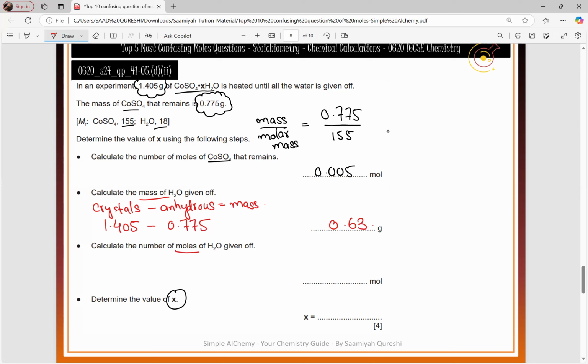Now we'll find the number of moles by using the same formula. Moles is equal to mass over molar mass. Here, the mass of water is 0.63 divided by 18, which is the molar mass of water. 0.63 divided by 18, and the answer is 0.035.